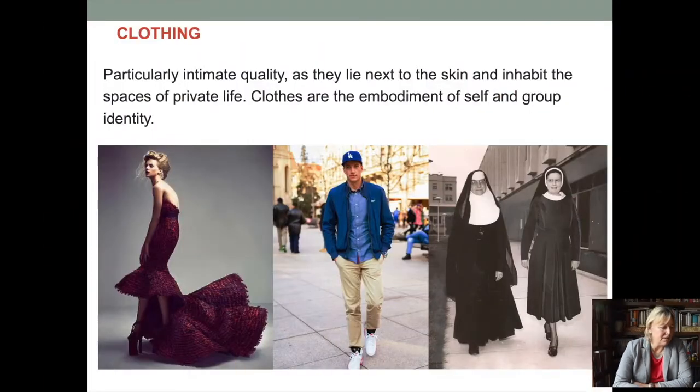Clothing is a very important aspect of material culture because of its nature. It has what you might call an intimate quality. They lie next to the skin and inhabit the spaces of private life. Everybody wears clothes. They choose the clothes they like, they choose the clothes according to many aspects of daily activities, the season of the year, the weather, and personal taste.